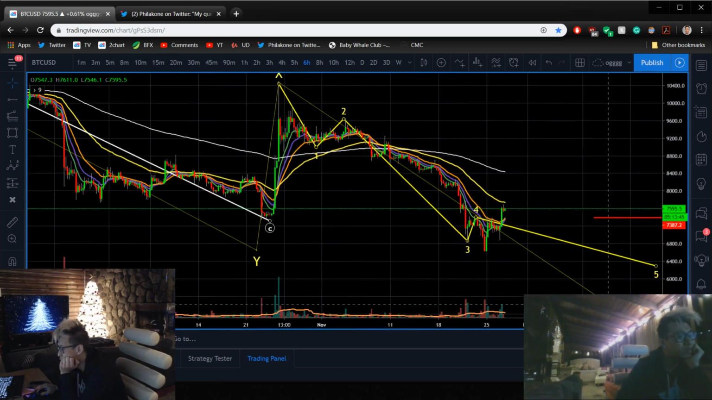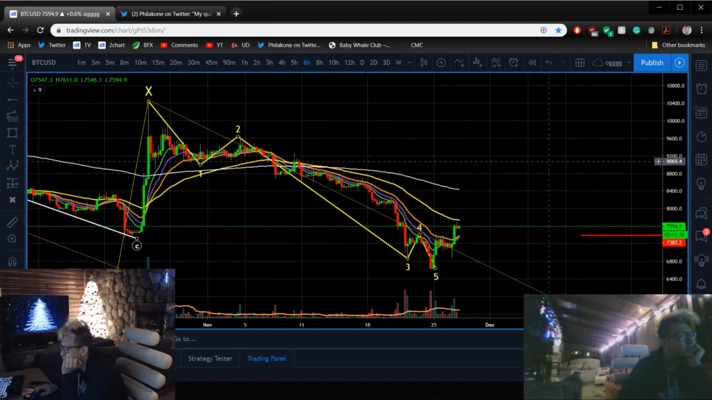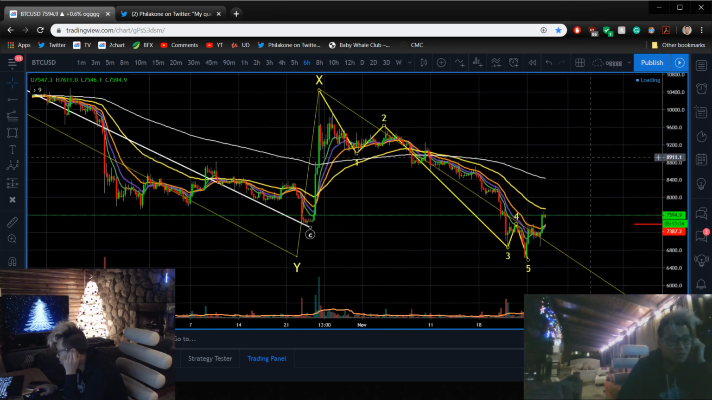Is that possible symmetrically? Yeah, it actually is if you look at it closely, okay? And that's 5. Is that possible? It's hard to believe, right? But we've got to factor that in, okay?